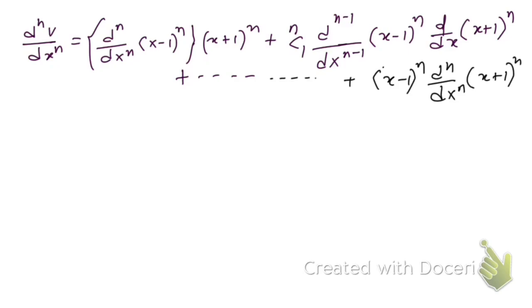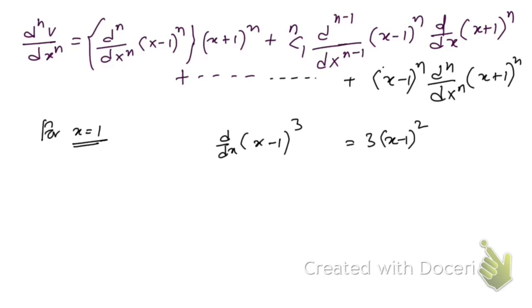So now you see, for x equal to 1, let me show you one more thing. Suppose you have (x minus 1) whole to the power 3. If you differentiate it once, what should you get? You should get 3(x minus 1) whole to the power 2, right? Again, if you differentiate the term which is within the bracket, then you're going to get 1.